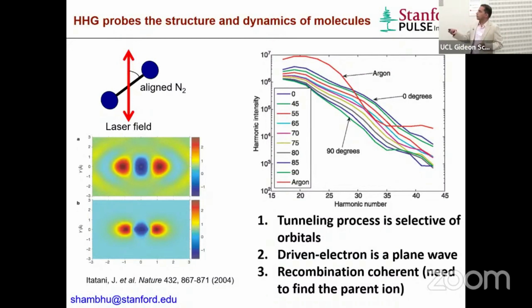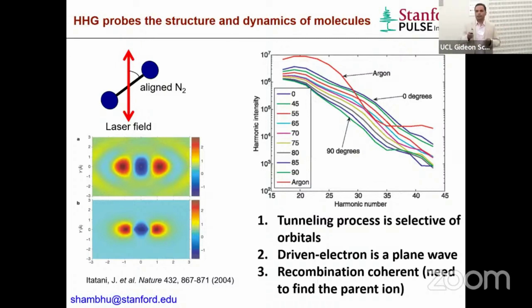And you use this information. These are the harmonic emissions for various alignment angles. Using this information, they were able to retrieve the geometrical shape of the participating electronic orbital. There are lots of approximations, and it was also a controversial subject for some time. Nevertheless, this started the field, and there has been a lot of subsequent work where you use this coherent recollision process to image the geometrical shape of the molecule itself.